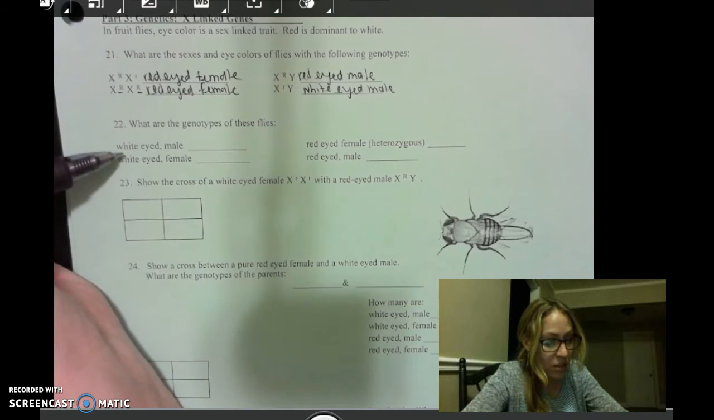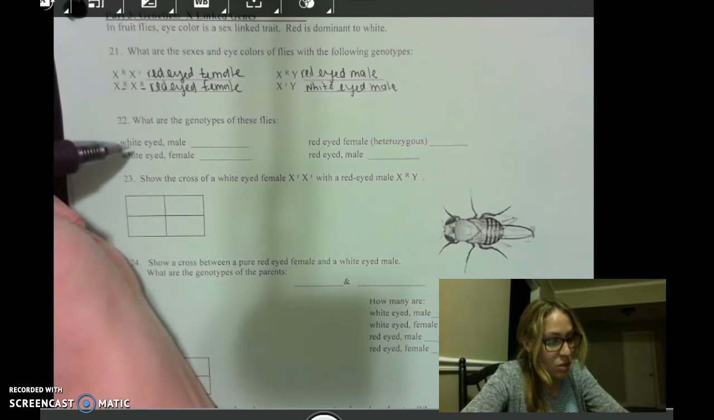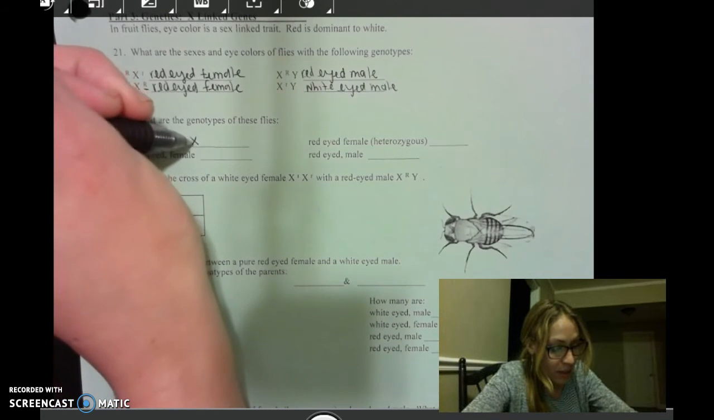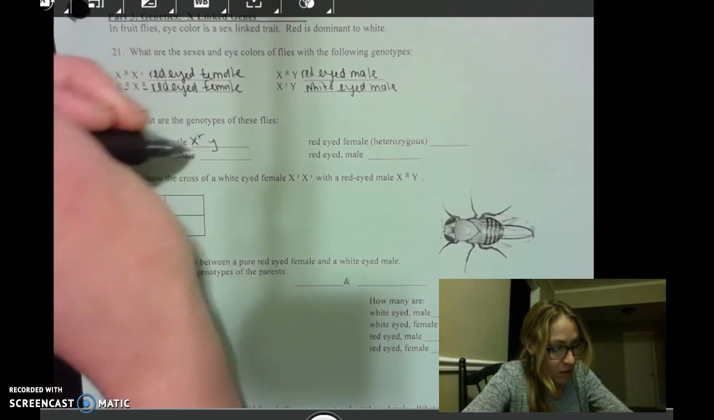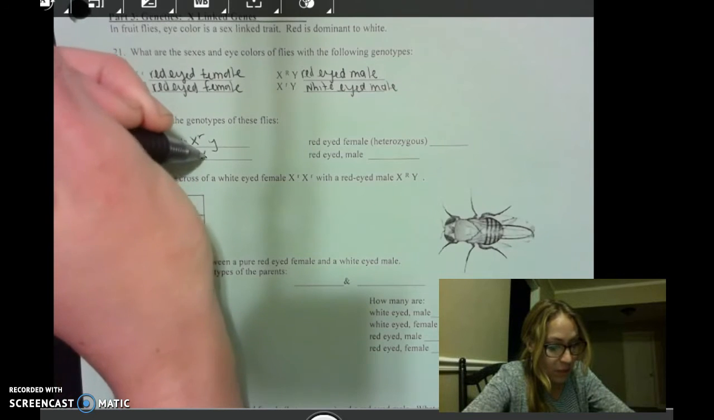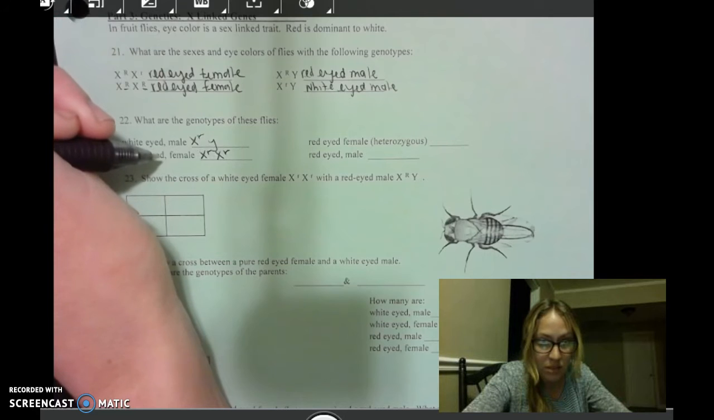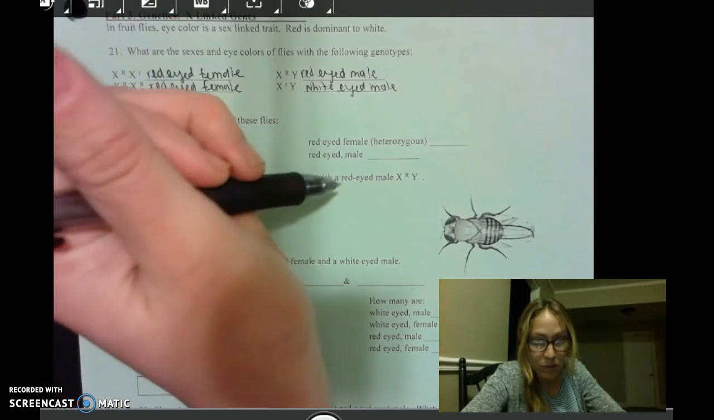In this section, we've got the phenotypes, and we're turning them into genotypes. So we're saying right here we've got a white-eyed male. And what's that going to look like? Well, if he's got a white eye, that means on his X he must have the recessive trait. And this is a white-eyed female. The only way to have a white-eyed female is for both of her X's to have that recessive trait on it. And I've got a red-eyed female that's heterozygous.